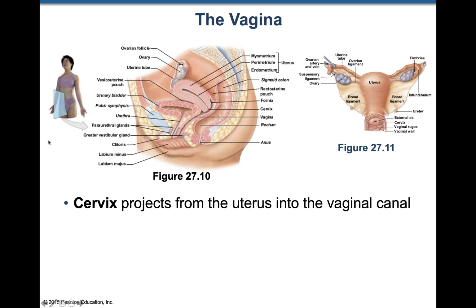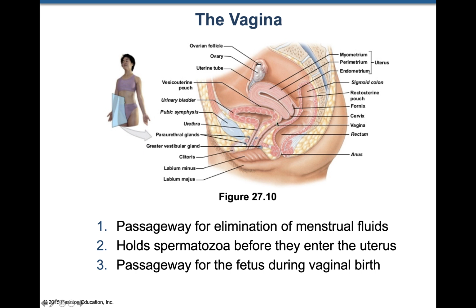On this picture, you can see we have the uterus, and then here we have the internal os, cervical canal, and external os, and that's going to feed into the vagina. The cervix is going to project from the uterus into the vaginal canal. The vagina is going to be a passageway for eliminating the blood during the menstrual cycle. It's also going to hold spermatozoa, so sperm cells, before they enter the uterus.